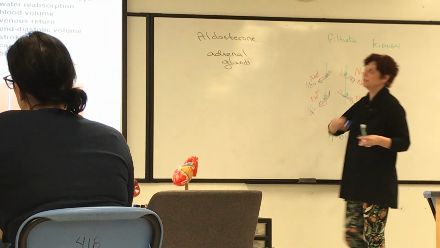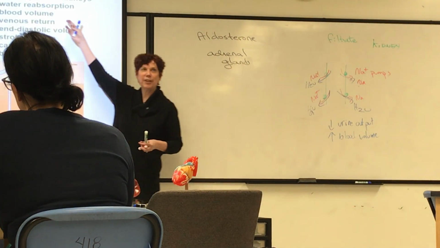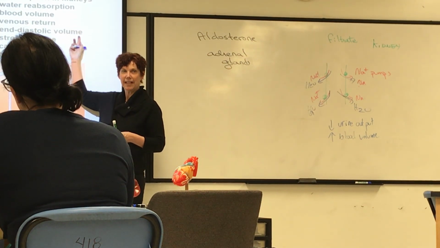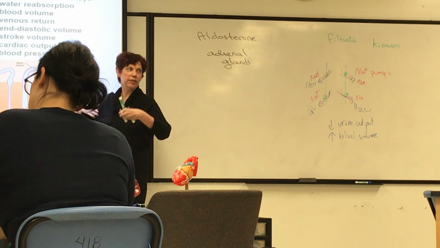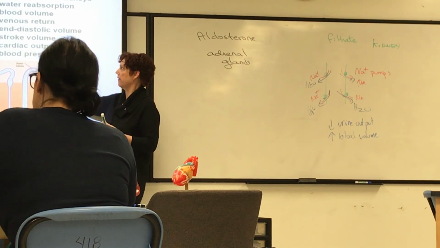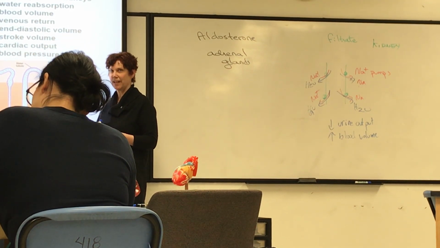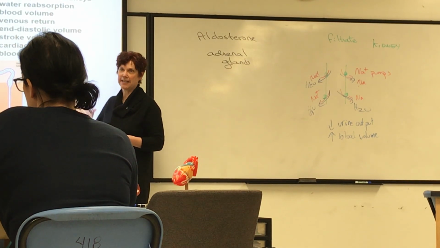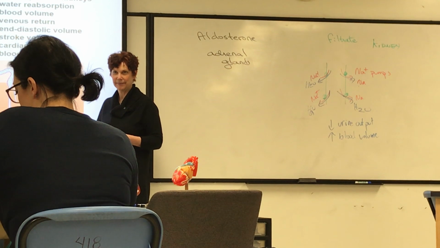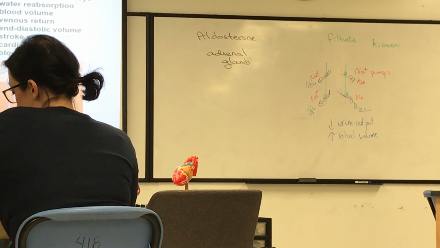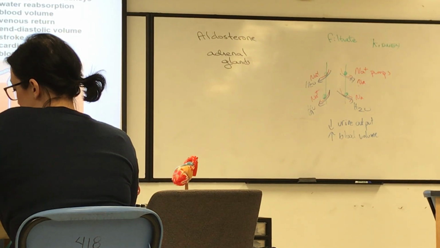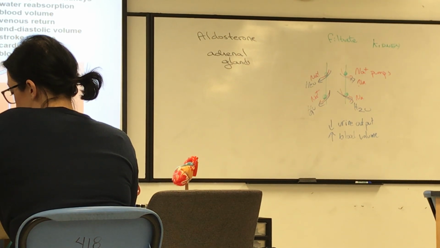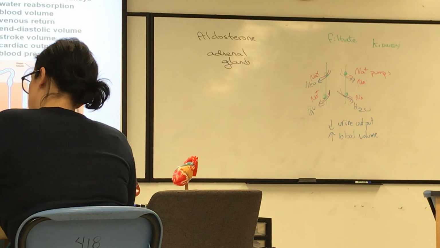Go back over here. If there's an increase in venous return, there's an increase in end-diastolic volume. That's going to stretch out the ventricles, and Frank-Starling says we have an increase in stroke volume, which is going to increase cardiac output, and that's going to increase blood pressure. Okay? So these are two of the three molecules that function to increase blood pressure by increasing overall total blood volume.